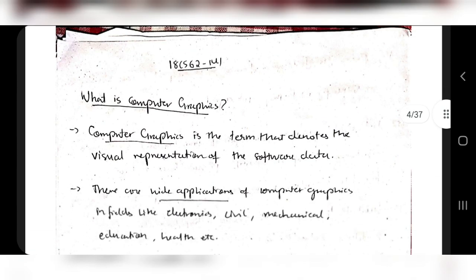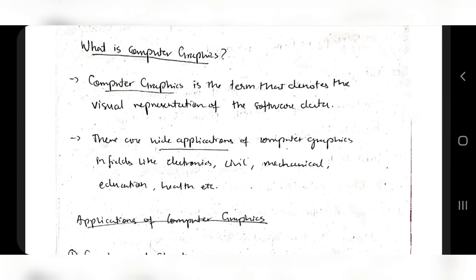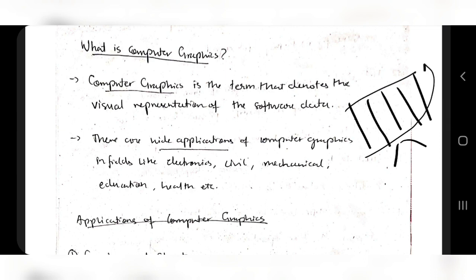So let's get started with the first topic. What is computer graphics? What do you understand by the term computer graphics? This is the computer, and there are many pixels like this. The computer screen is divided into many boxes. Each box is known as a pixel. Now this pixel can have any color.